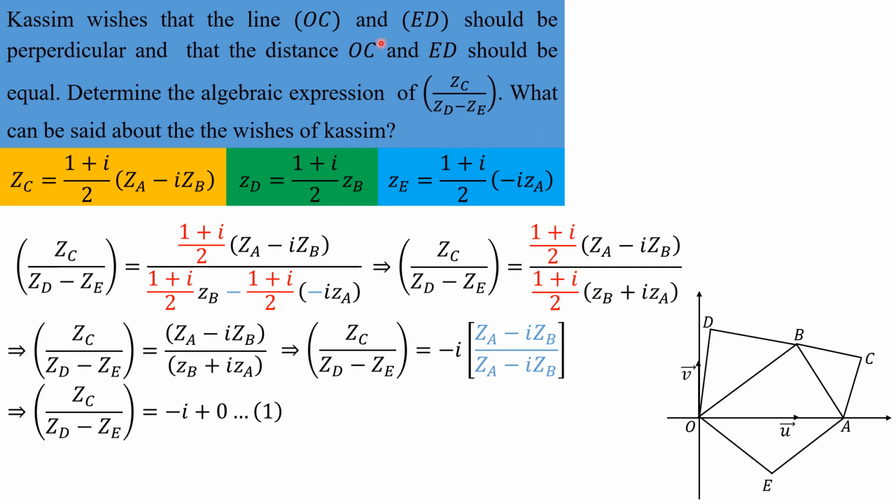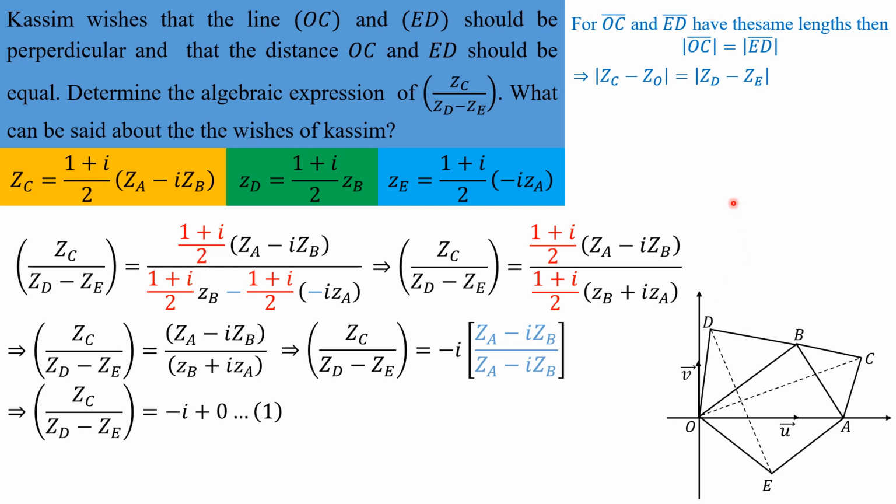Now what does Kasim wish? Kasim wishes that the lines OC and ED should first of all be perpendicular and then have the same distance. If they have the same distance, it means that the distance from E to D should be equal to the distance from O to C. Now we are going to use some geometry. So if the lines OC and ED have the same length, then the distance from O to C should be the same as the distance from E to D.